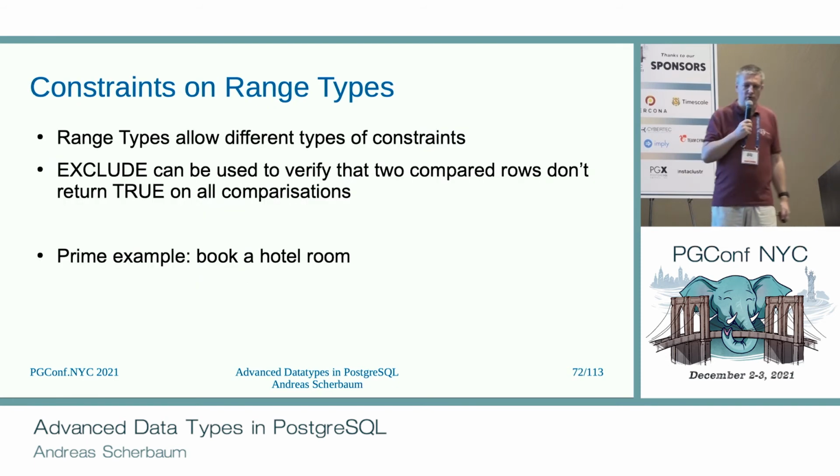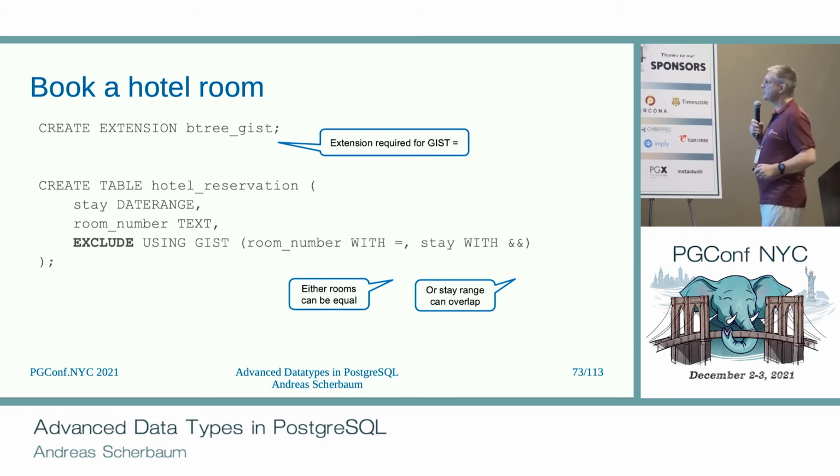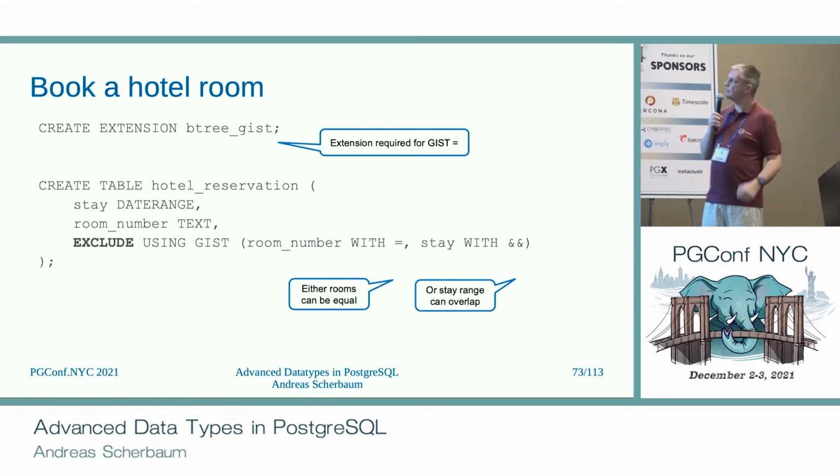Again, I can have constraints on range types. We used them before. Prime example you see quite often somewhere on the internet is book a room, like a conference room, like a hotel room, whatsoever, and make sure that you don't double book your room. How can we do this? We can use an exclude constraint. We need an extension, which is called btree_gist.